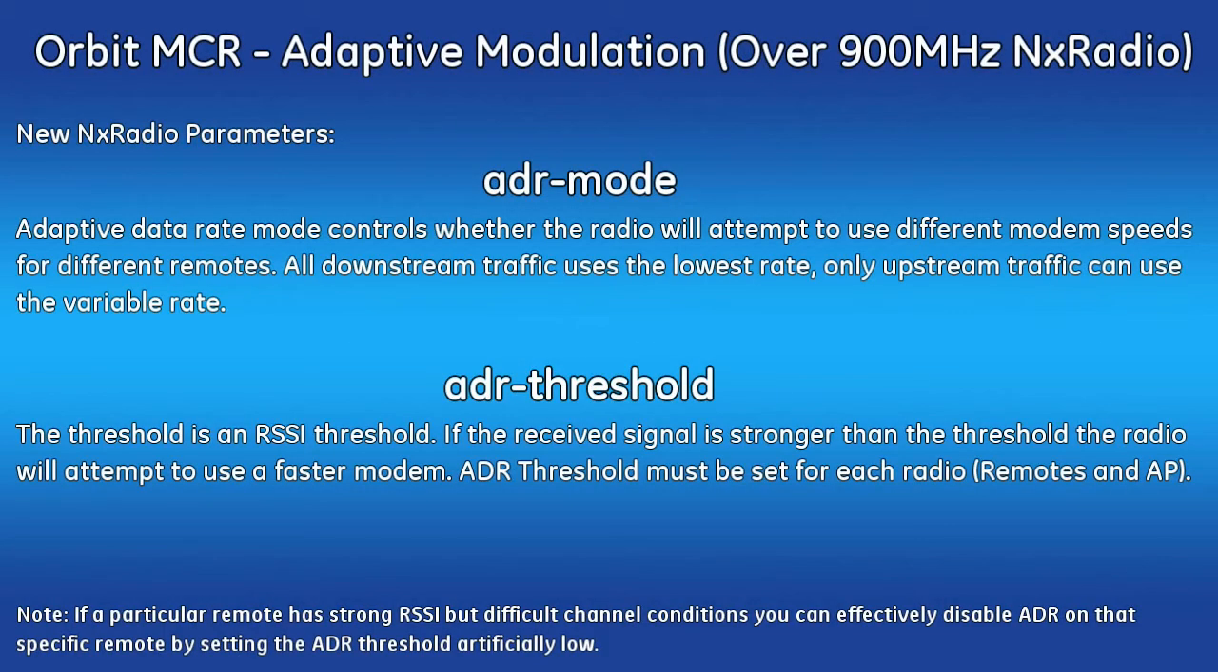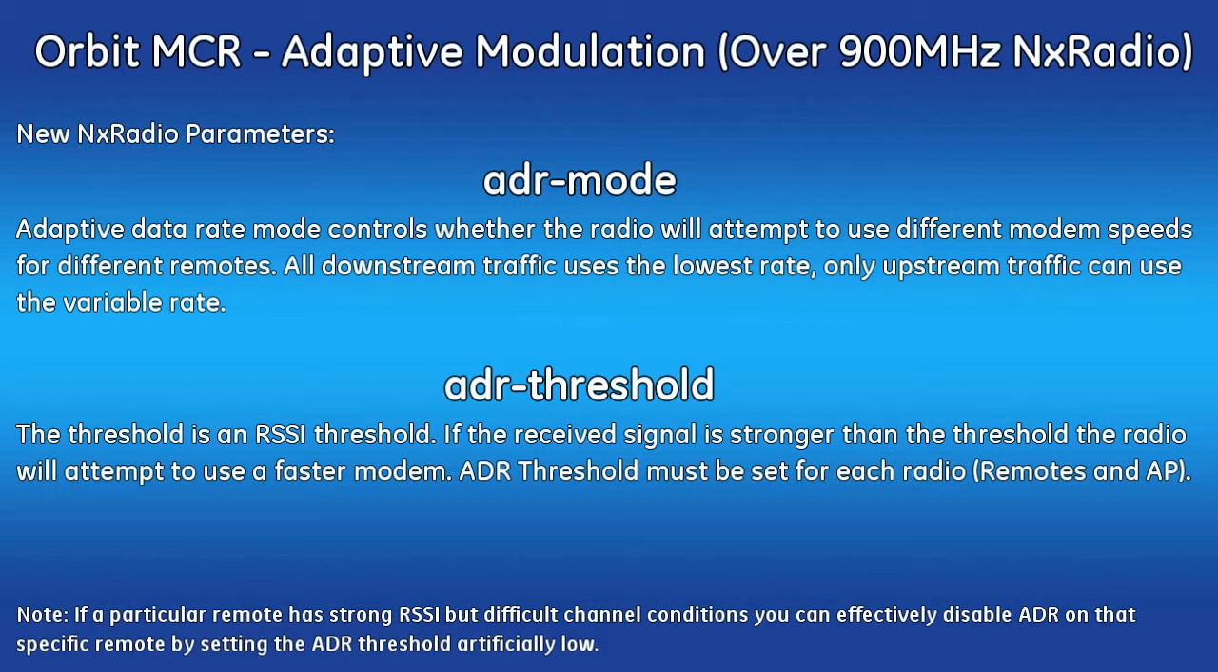Adaptive modulation is a feature included in the Orbit MCR 3.03 firmware release. Two new parameters are added to the NxRadio configuration. They are ADR mode and ADR threshold, which stands for adaptive data rate and threshold, respectively. ADR mode has two settings, 125 to 250 kilobits per second and 500 to 1250 kilobits per second. These are modem speeds for the NxRadio interface.